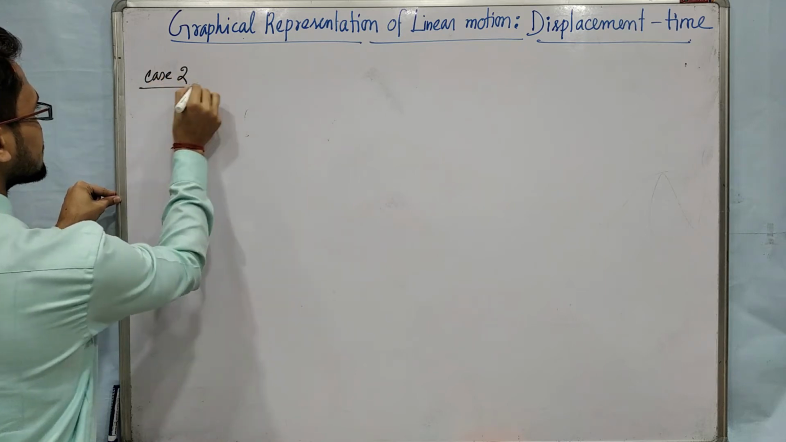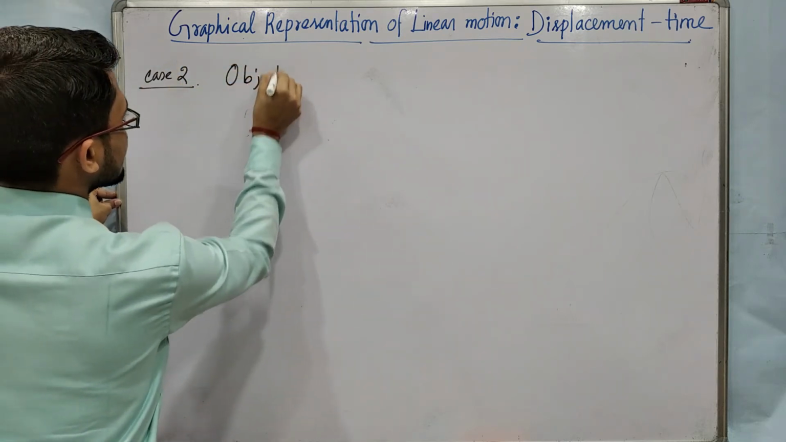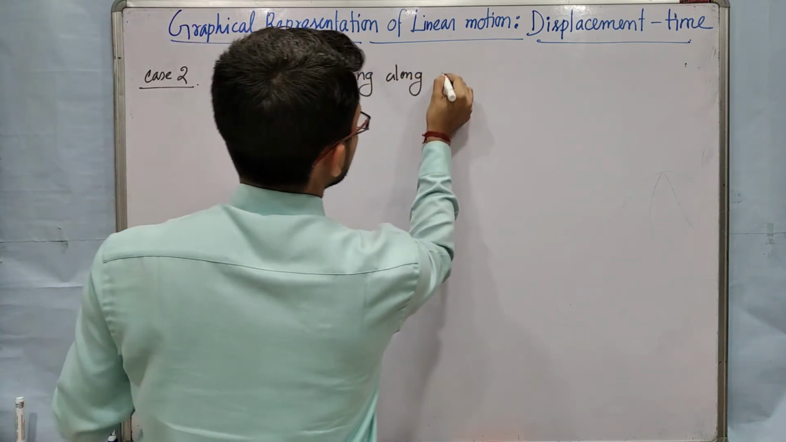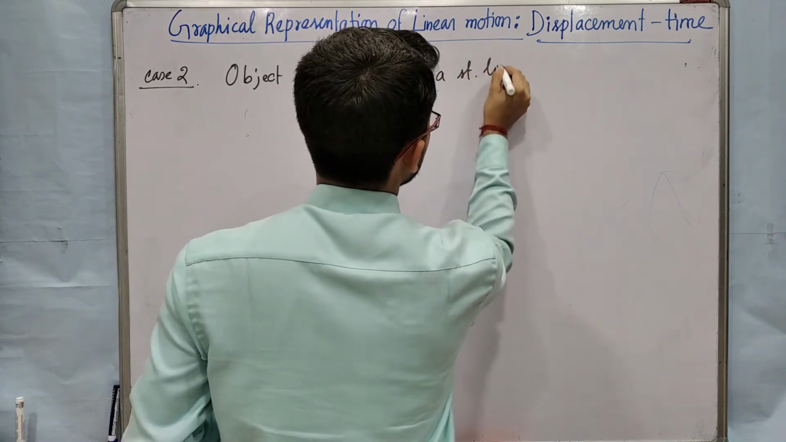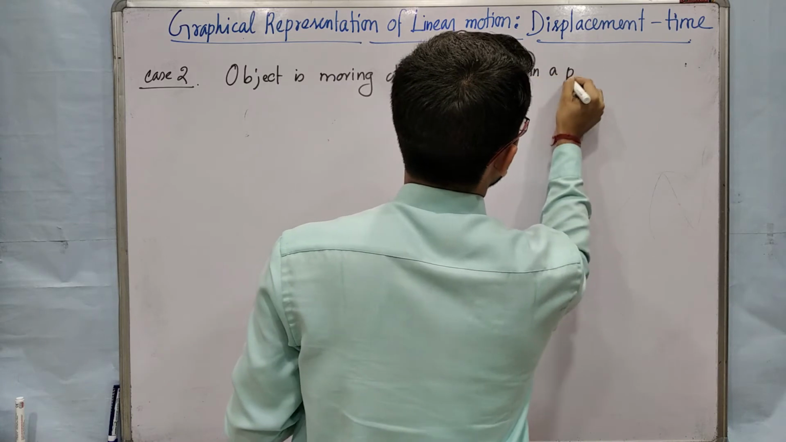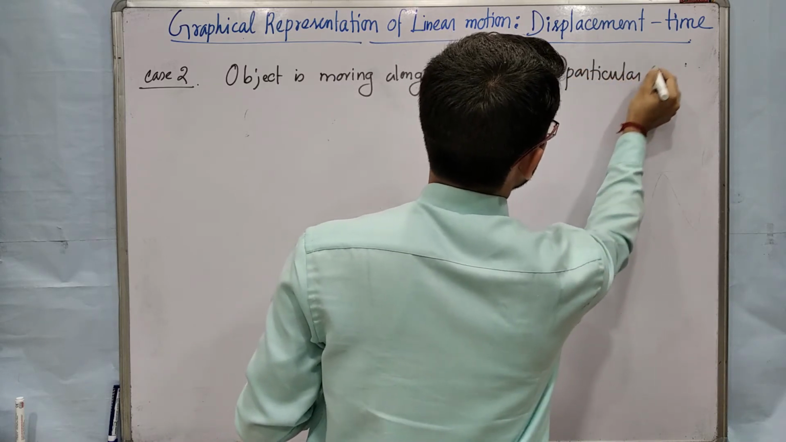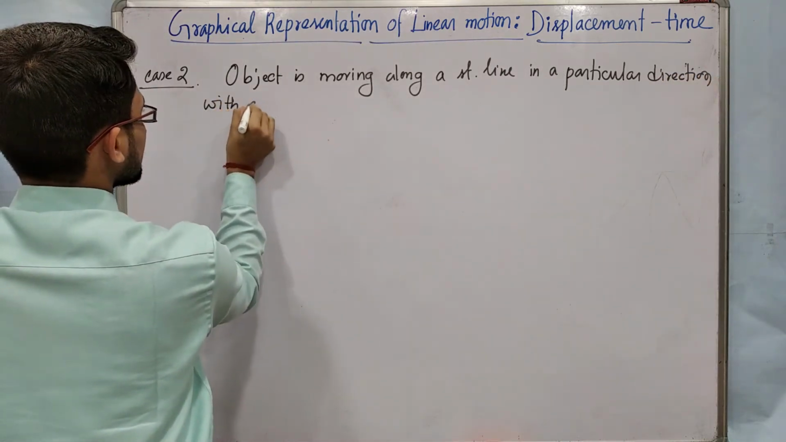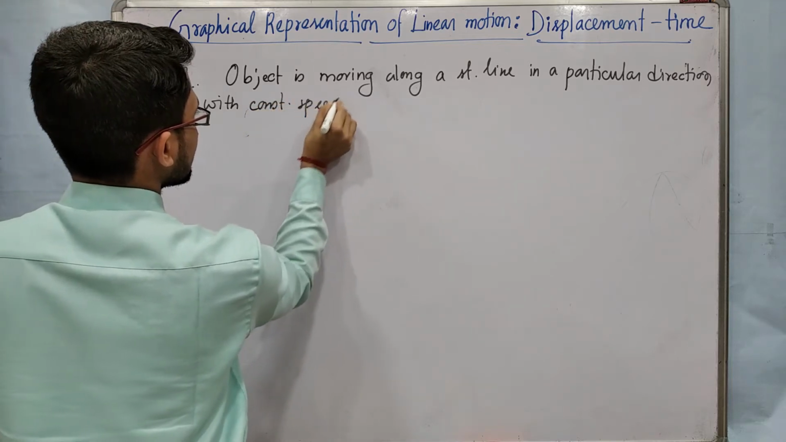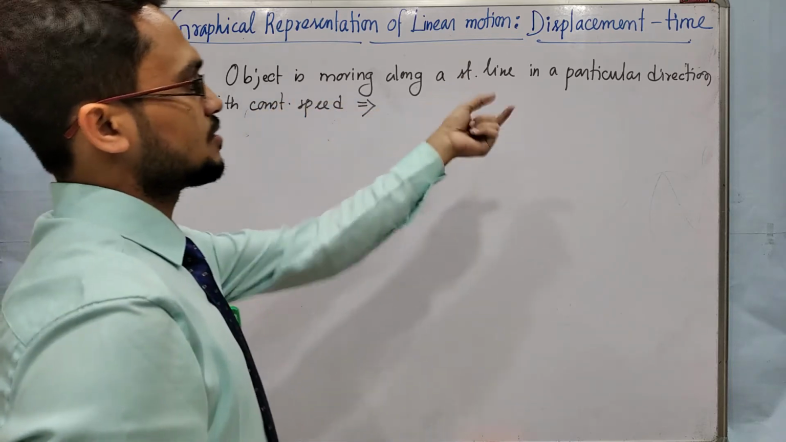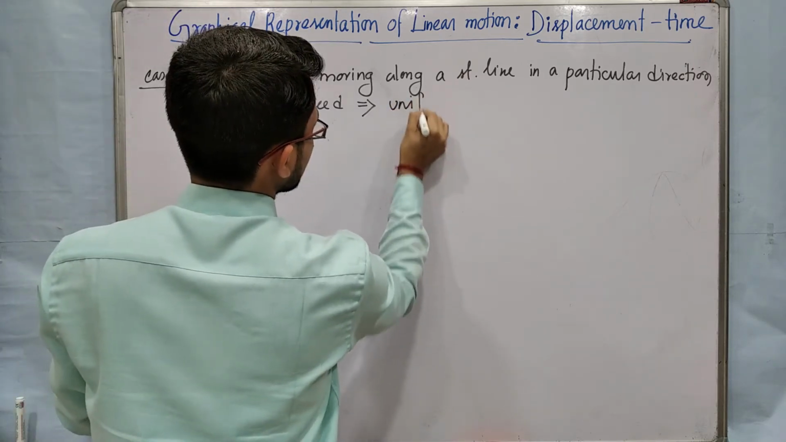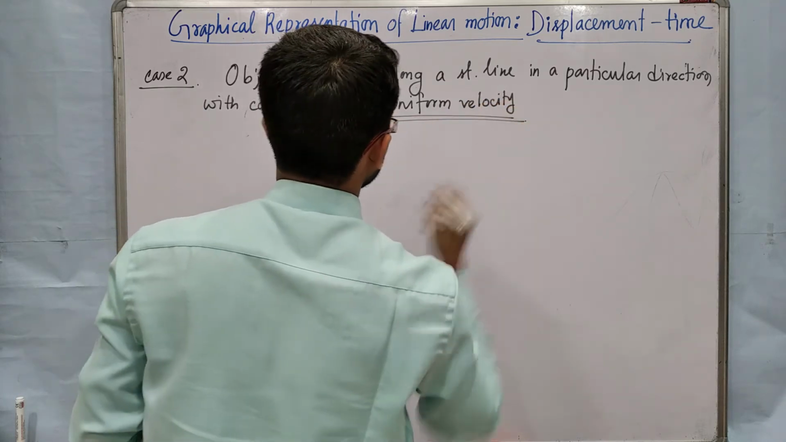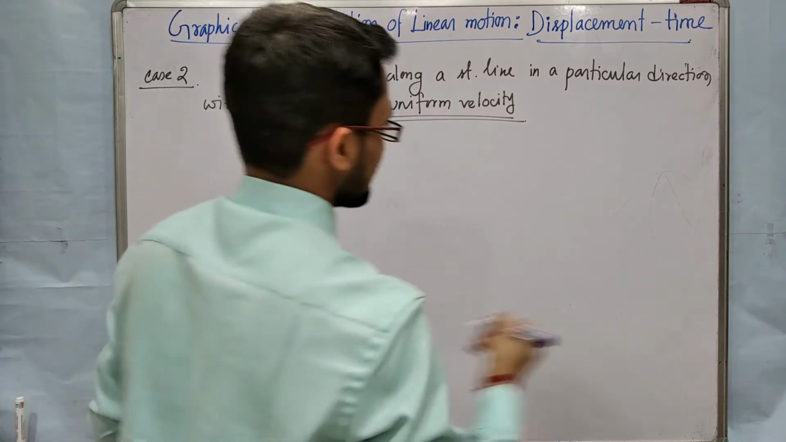Case 2. Okay. Object is moving along a straight line in a particular direction with constant speed. Okay, constant speed, particular direction, that means uniform velocity. Okay, so ultimately if the object moves with uniform velocity, then what will be the graph?